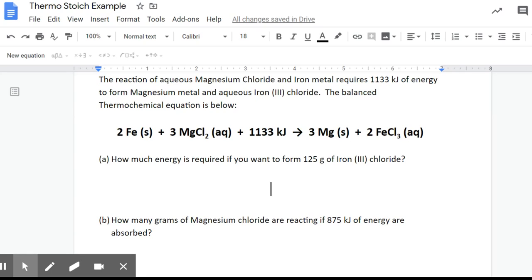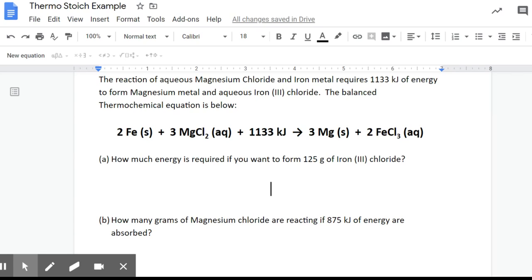So for our balanced thermochemical equation, we have two iron metals plus 3 magnesium chlorides reacting to form 3 magnesium metals plus 2 iron 3 chlorides. The energy is a reactant here because it's an endothermic process, meaning the reactants need to absorb that additional energy before the reaction is going to occur.